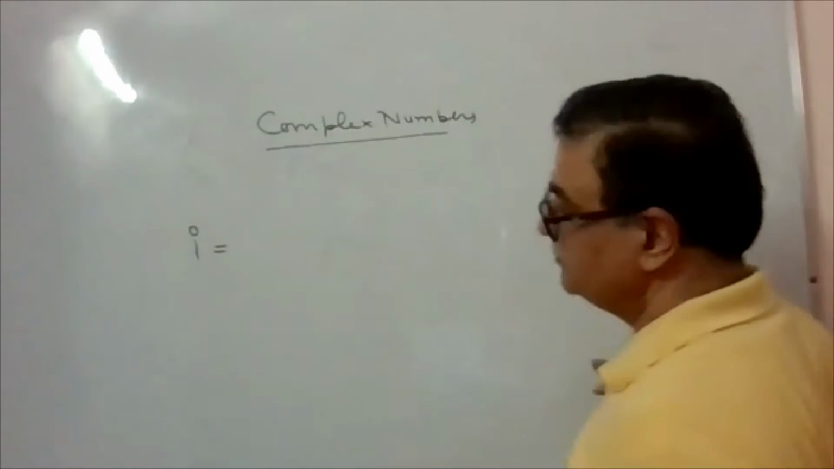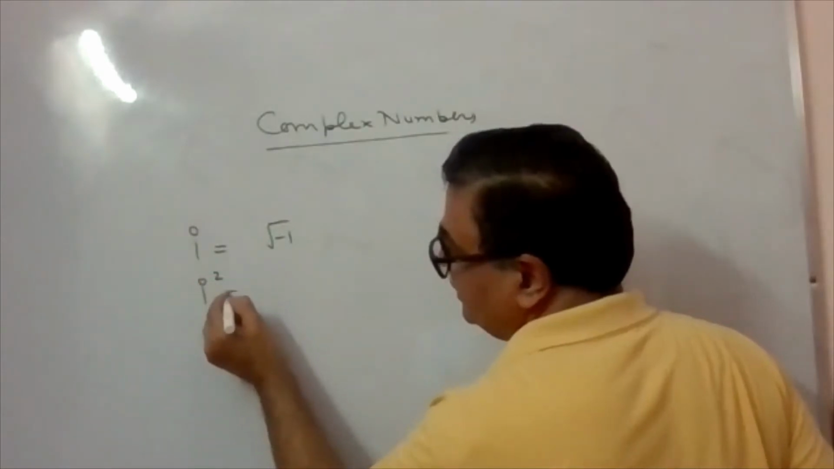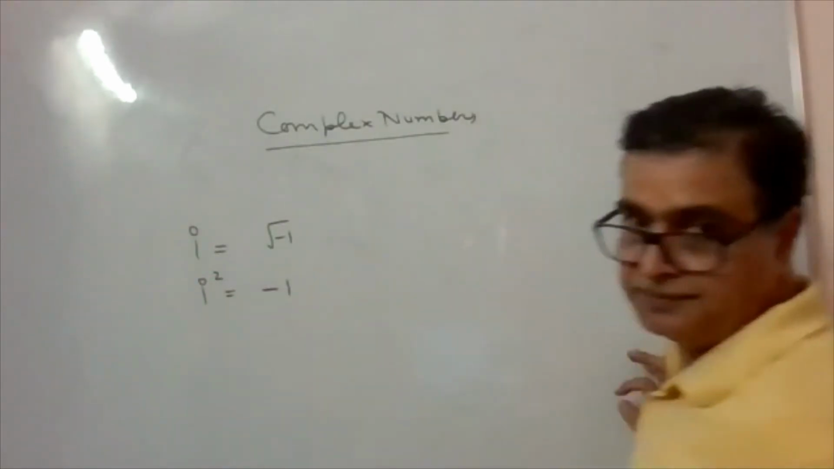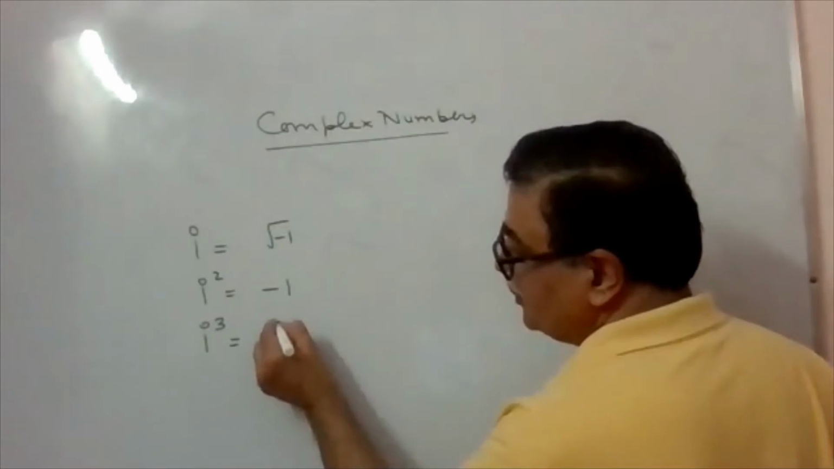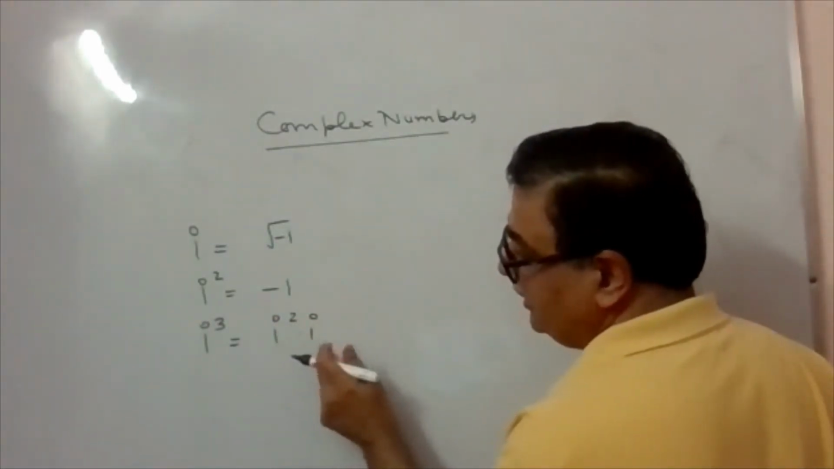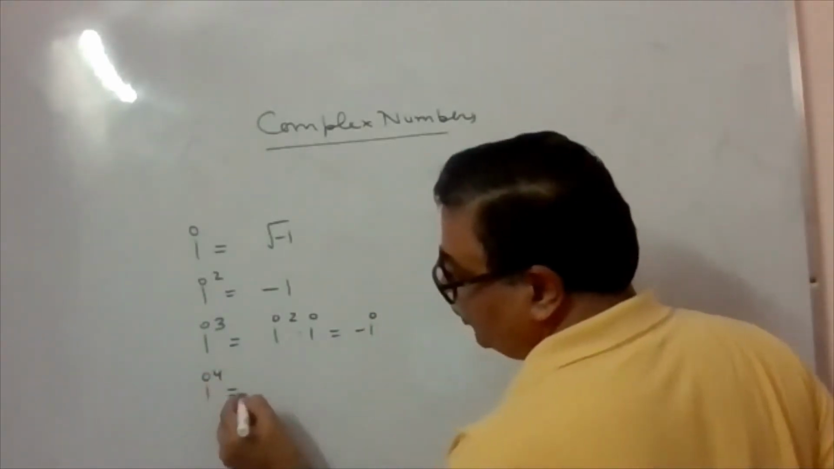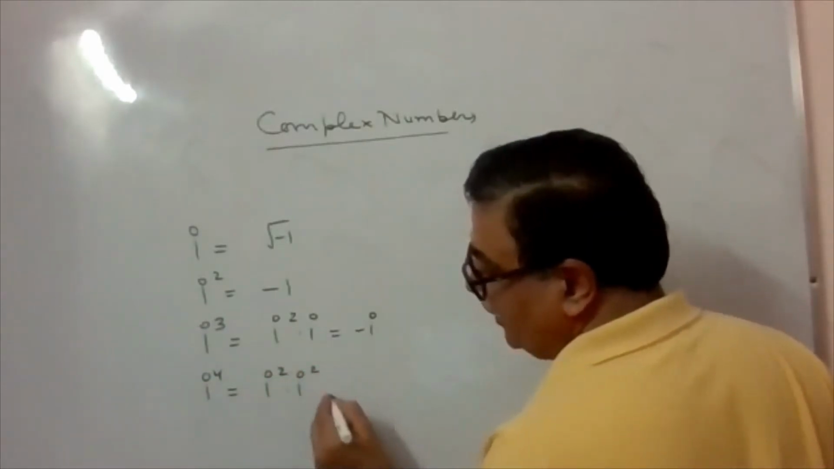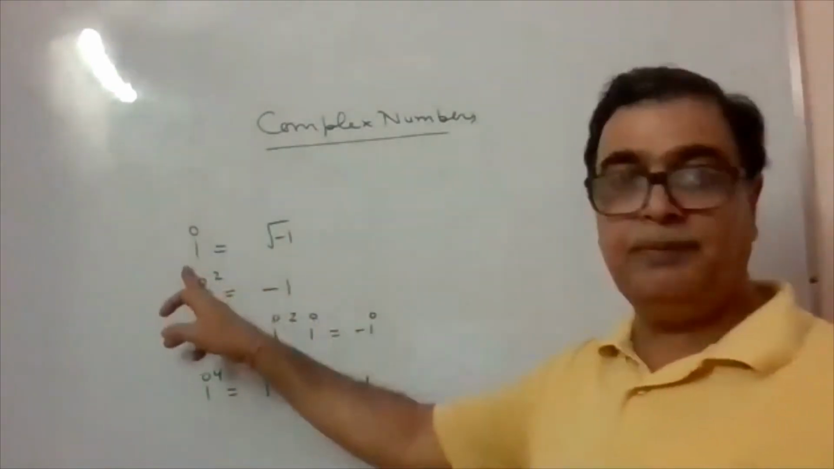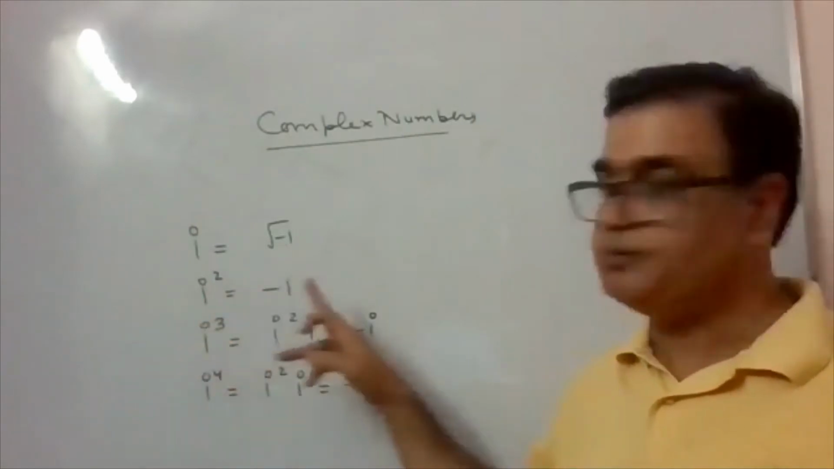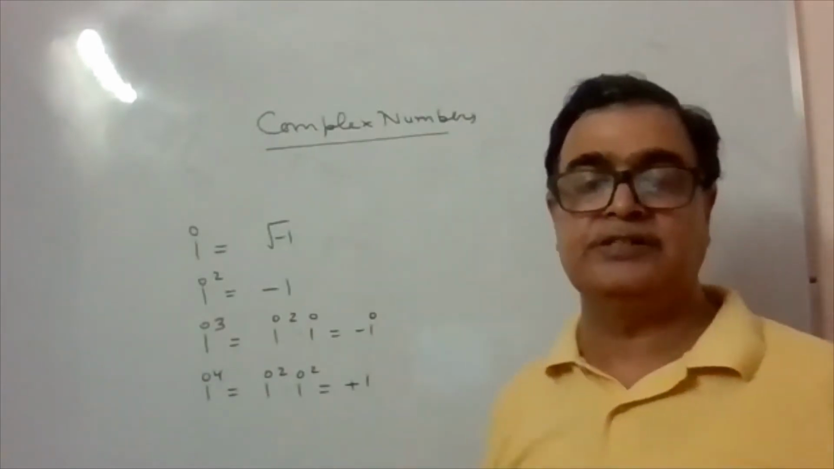Iota, we have already done, is root of minus 1. Then iota square comes out to be minus 1. Then we have iota cube. Iota cube you should write as iota square into iota, so it is minus 1 into iota, and it comes out to be minus iota. Then iota power 4 will be iota square into iota square, that will be minus 1 and minus 1, so it comes out to be plus 1. So keep in mind, iota is root of minus 1, iota square is minus 1, iota cube is minus iota, iota 4 is 1. And whatever the other integral powers, they will come in this form only.